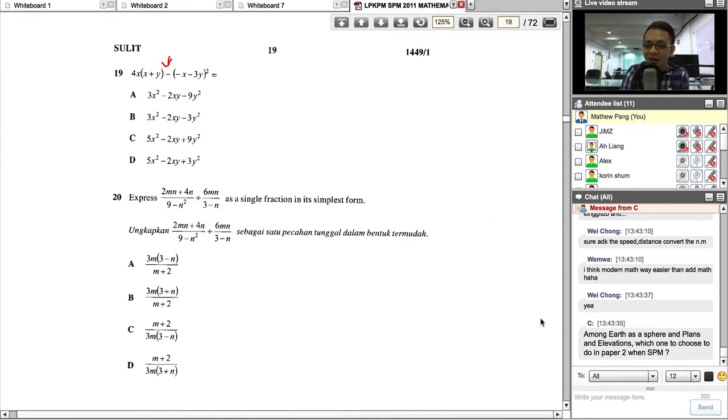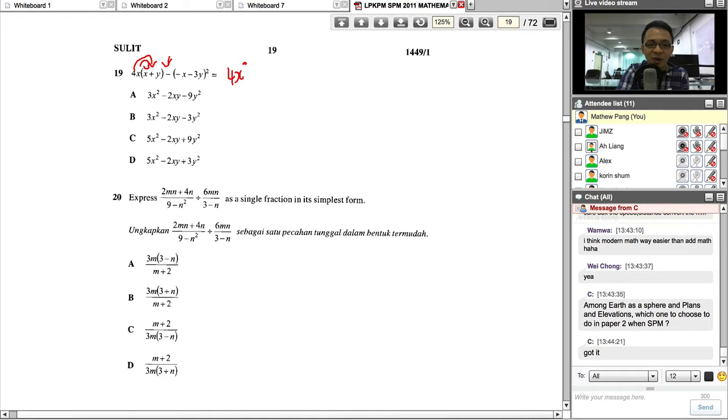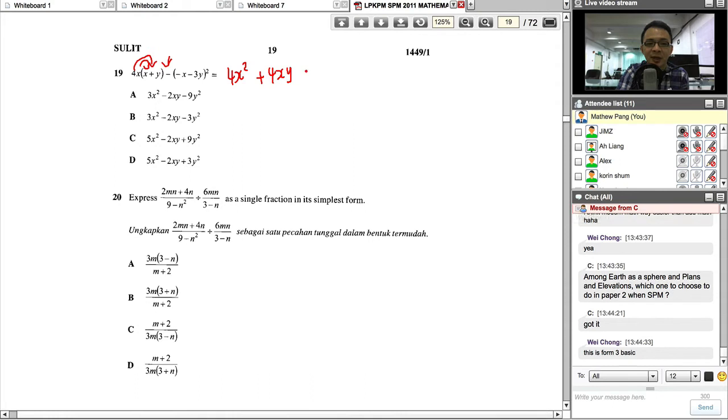Okay. Yes. Let's have a look at this question. So I just multiply 4x to both. So 4x times 4x is 4x squared. 4x times y is plus 4xy. And then minus, I'm going to expand this one. I just expand it slowly to help more students. Minus x minus 3y. So this is 4x plus 4x squared plus 4xy minus, I'm going to expand this one.